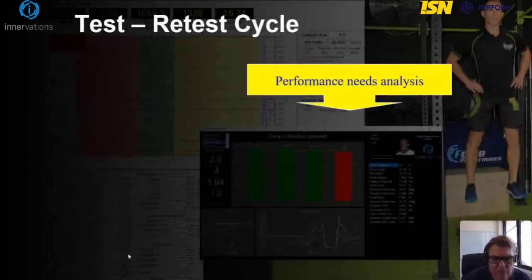Now, this brings us to a discussion of what's termed the test-retest cycle. And the first component of this is performance needs analysis, working out, as we've been through various processes, what's important, and then focusing on this.